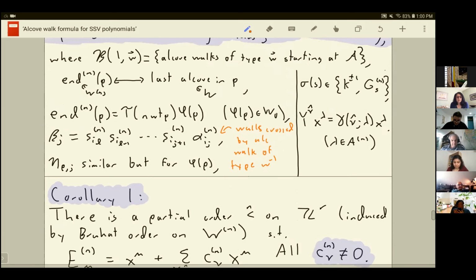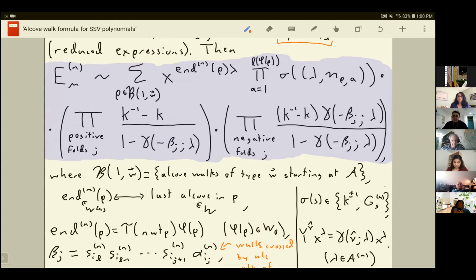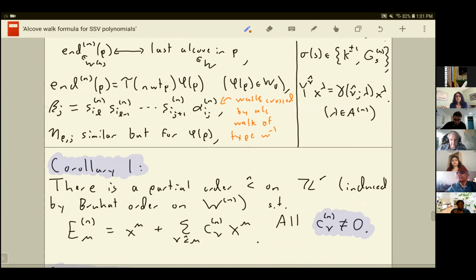If we look at this formula, right, it's possible that the same power of x appears multiple times. Different alcove walks could end at the same point. But if you specialize the parameters here, q and k, appropriately, you can make sure that every term in this sum has a strictly positive coefficient. And so then obviously there's no cancellation. So by looking at this alcove walk formula, we can directly see all of the powers of x that appear and no extra ones.